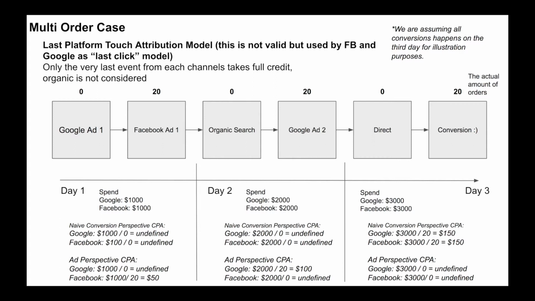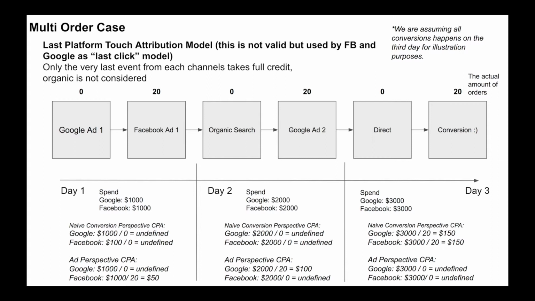Anyhow, so last platform touch attribution, that's what we're on. And as you see here, same deal. 20 conversions happened on day 3. Because Google Ads is the last Google ad, it has 20. Facebook Ads is Facebook Ad 1, it gets 20 on day 1. So if you're doing the conversion perspective, day 1, day 2 just doesn't count. Like in any conversion perspective, if the conversion doesn't happen on the day, it doesn't count. So what you'll see is that on day 3, both platforms, because you spend $3K on both platforms, are attributed 150 for each of those. Simple. And then let's talk about ad perspective, because that's attributed based on the time of ad delivery.